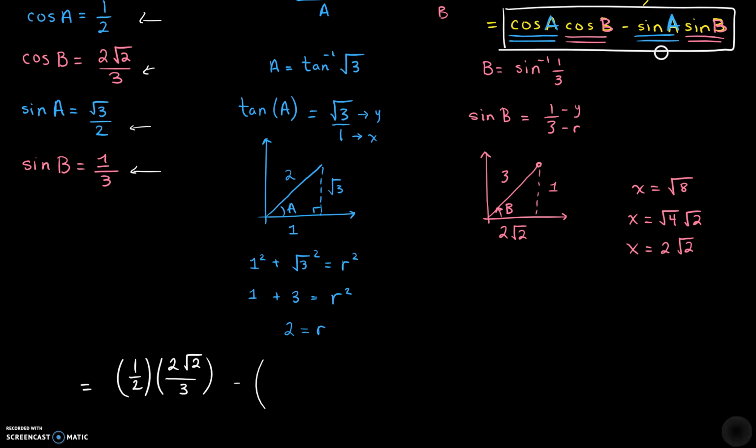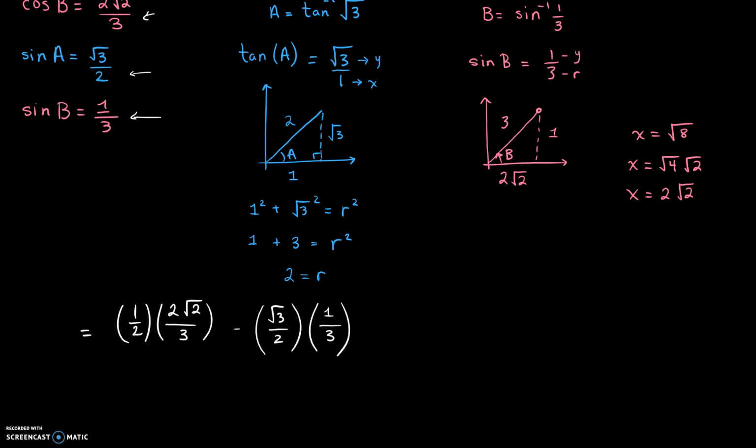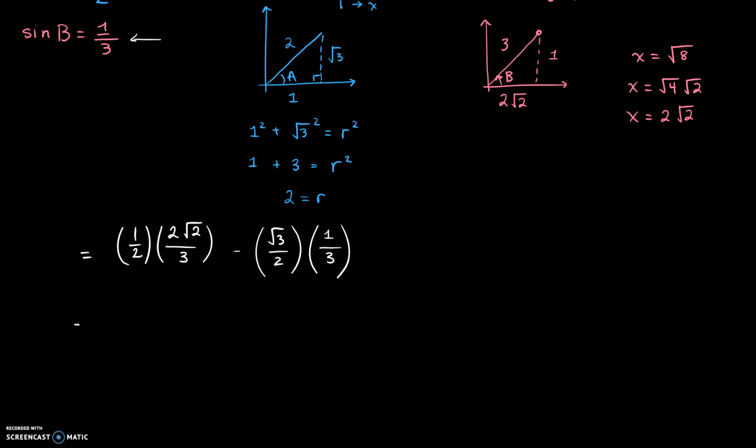And next comes sine of A. Well, sine of A for us is the square root of 3 over 2. Square root of 3 over 2. And then we're going to have sine of B. And sine of B is just this 1/3. And now let's just simplify this a little bit. And so again, we're just going to multiply straight across. So here we're going to get 1 times 2. That's just 2 square root of 2 over 6. Minus, again here, square root of 3 times 1 is just the square root of 3. And then 2 times 3 on the bottom is 6.